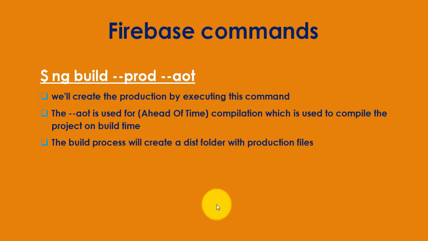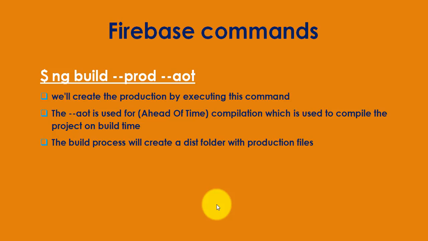First one is ng build --prod or AOT. This will create the production build by executing this command, and AOT is used for ahead-of-time compilation, which compiles the project at build time. The build process will create a dist folder with production files. So let's see what the process and the output will be after executing this command.